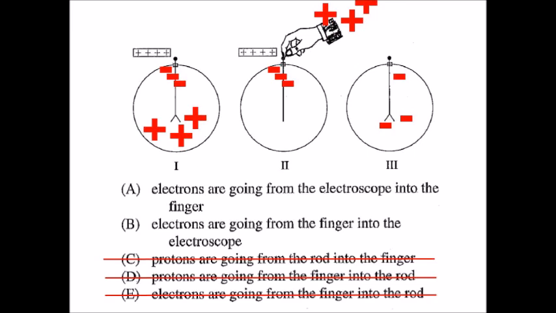The finger never touches the charged rod. The finger only touches the electroscope. So what does the answer have to be? The answer has to be B. Most common answer was A, but electrons are not going from the electroscope to the finger.